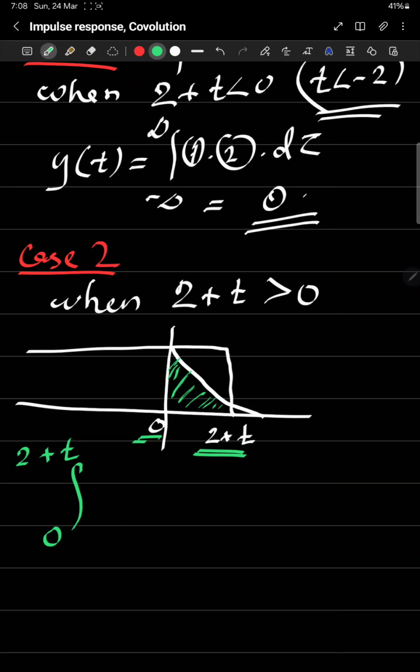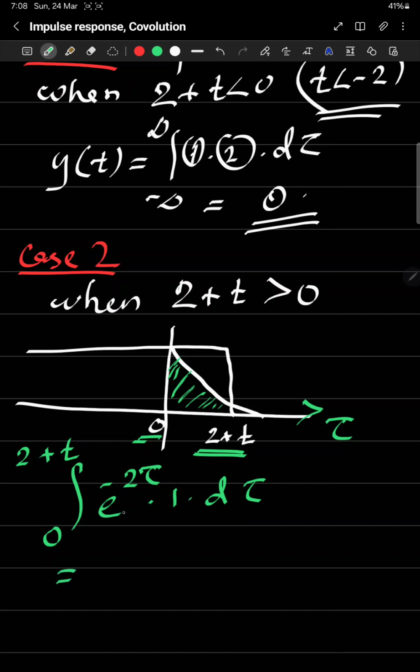What is your wave amplitude? First one into second one. The first one is e raised to minus 2t, into, what is the second one? U of t, its value is 1, d tau. Actually it is not e raised to minus 2t, it is e raised to minus 2 tau. We have converted the axis to tau. This axis is tau.